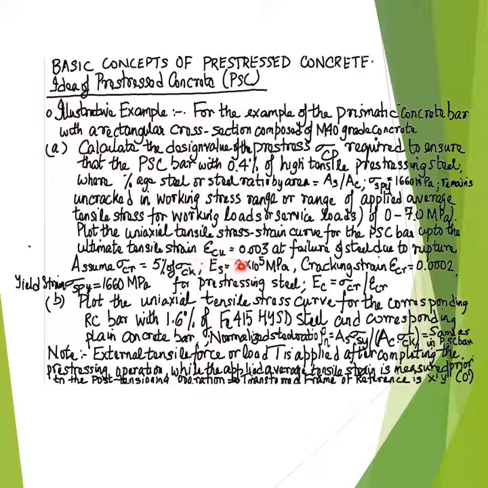up till the ultimate tensile strain given as epsilon Cu equal to 0.003, where the notation epsilon denotes strain while the subscript C signifies concrete and the subscript U signifies that the tensile strain is at the ultimate limit state or at the failure of the pre-stressed concrete bar due to the failure of the pre-stressing steel caused by the rupture of the pre-stressing steel.